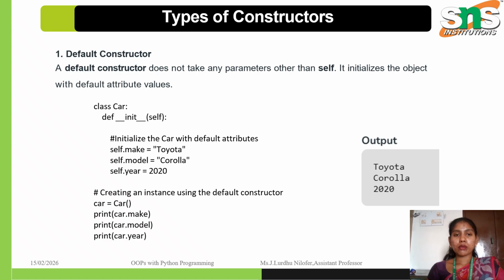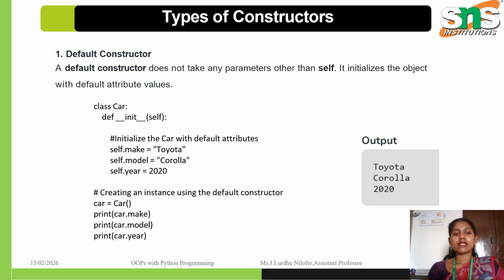Then the types of constructor. Number one is the default constructor. A default constructor does not take any parameters other than self. In this default constructor, self is the only parameter in the program. It initializes the object with default values.